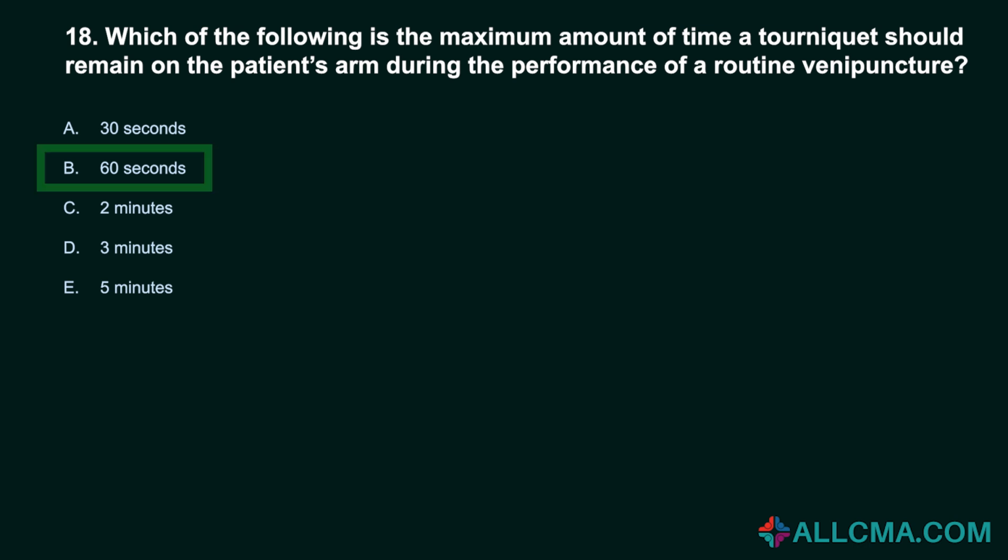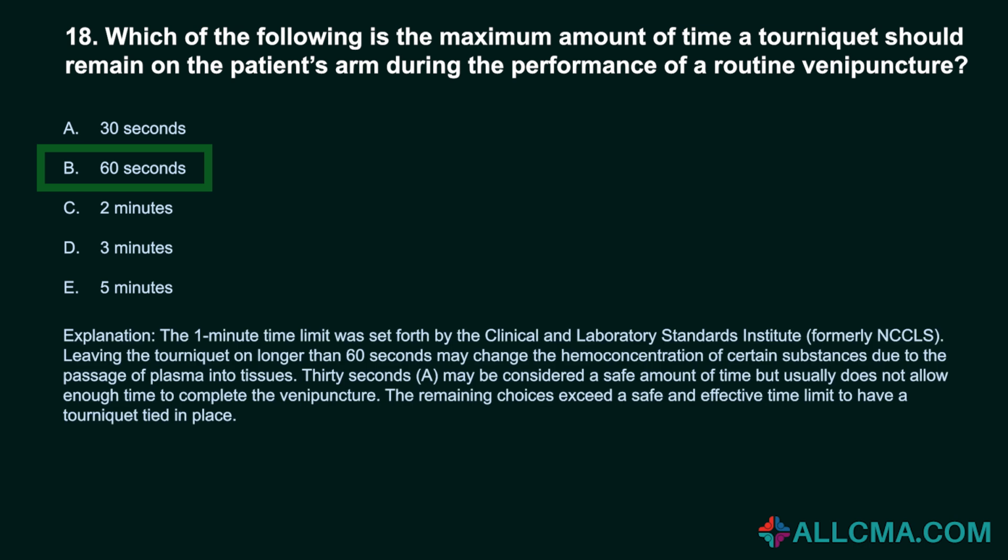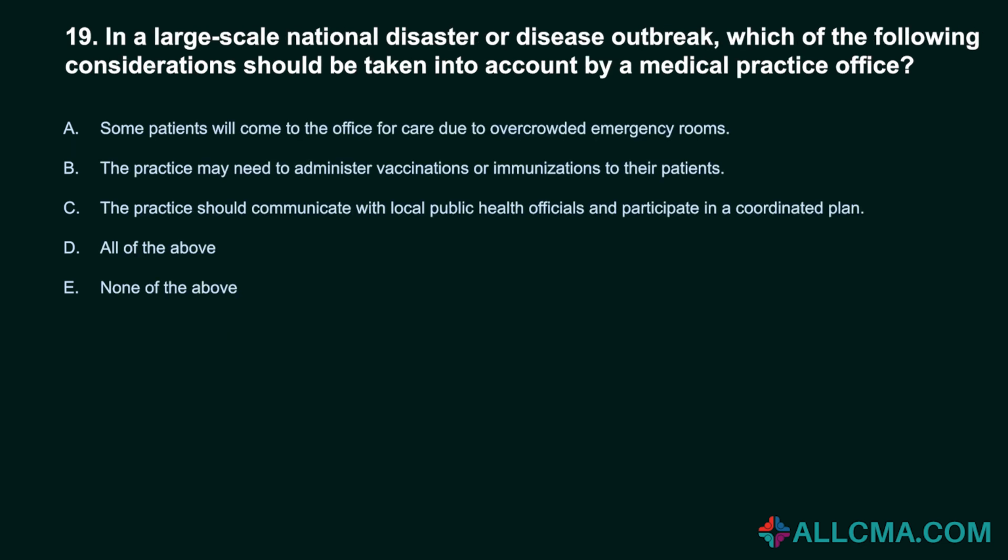60 seconds. The 1-minute time limit was set forth by the Clinical and Laboratory Standards Institute, formerly NCCLS. Leaving the tourniquet on longer than 60 seconds may change the hemoconcentration of certain substances due to the passage of plasma into tissues. 30 seconds, A, may be considered a safe amount of time but usually does not allow enough time to complete the venipuncture. The remaining choices exceed a safe and effective time limit to have a tourniquet tied in place.